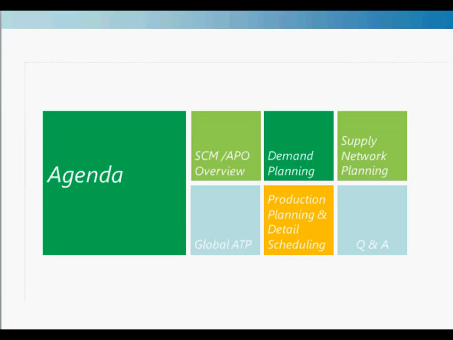In this session, we're going to talk about what is SAP APO, and after gaining some understanding of what SAP APO is, we will be talking about the various modules that SAP APO offers. So SAP APO offers four modules. One is demand planning, the second is supply network planning, then you have PPDS, and then you have GATP. So let's start our session.